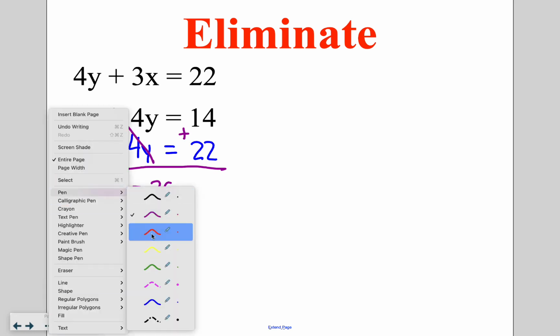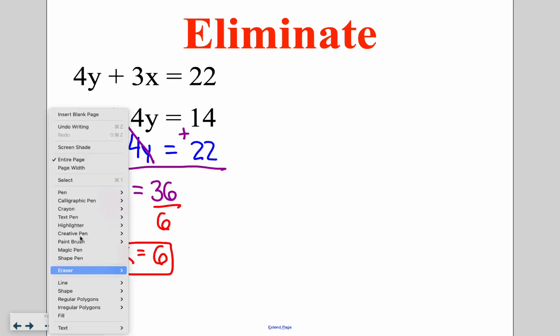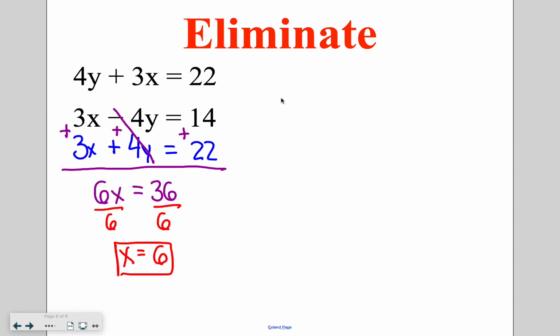I'm going to finish solving my equation by dividing by 6 on both sides, and I find out that x is equal to 6. I now want to plug that back in to one of the equations. I'm just going to use the top equation again.